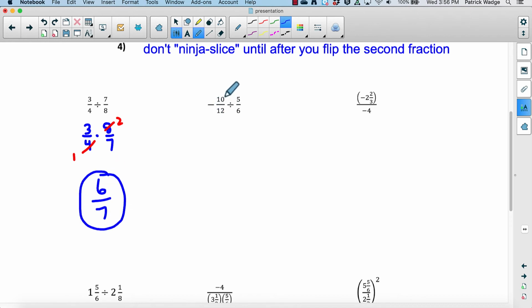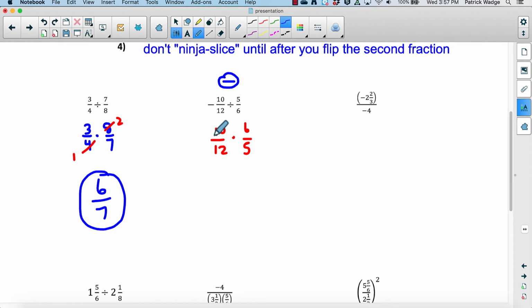Okay, we do have a negative in this one. It's a negative divided by positive. Only one negative means it's going to be negative. So I'm going to leave off the negative now. I'm going to keep the first one the same, just ignore the negative. So 10 over 12. I'm actually going to multiply, and I'm going to flip the second one. 6 over 5.